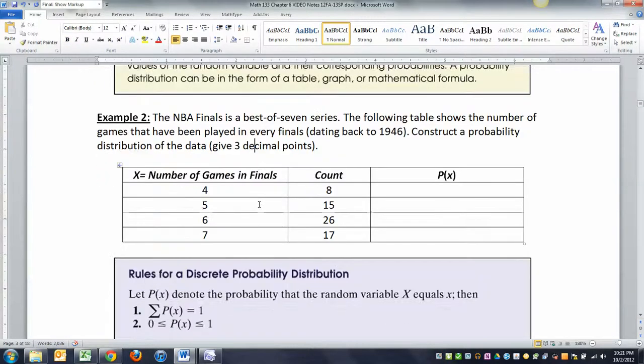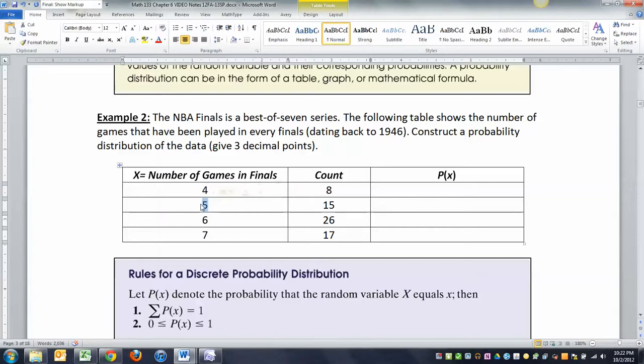So here, the NBA Finals is a best of 7 series. The following table shows the number of games that have been played in every finals, dating back to 1946. Now, a best of 7 series means you have to get to 4 games in order to win the series, because once you get to 4, then the other guy can't possibly match you, right? So if the finals took 4, that means the other team scored 0. This is called a sweep, right? So it was 4 games to 0 games, right?